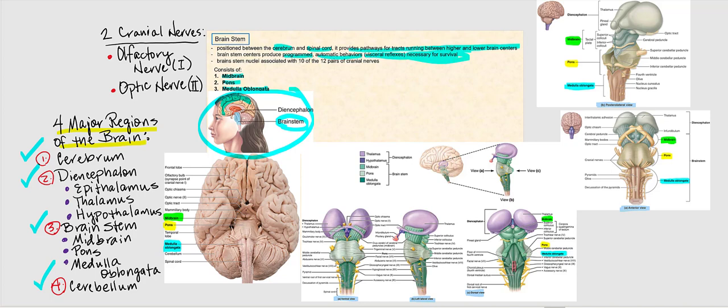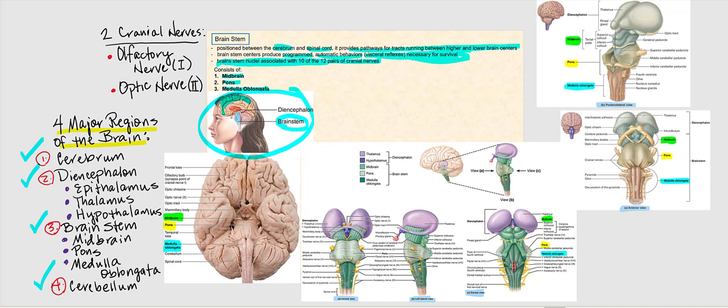necessary for survival. Now, we have a total of 12 pairs of cranial nerves. Well, it turns out that out of the 12 pairs of cranial nerves, 10 of them, the nuclei can be found along the length of the brainstem, which, by the way, has a length of approximately 3 inches. So the brainstem is not very long at all.